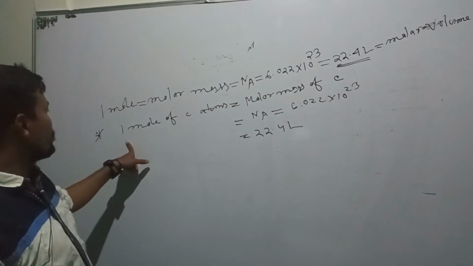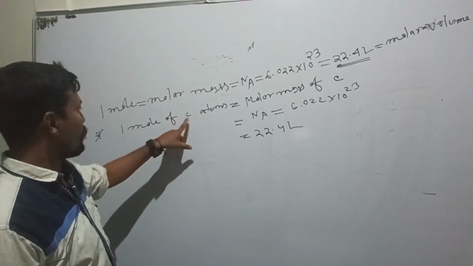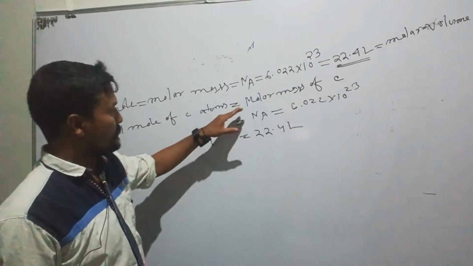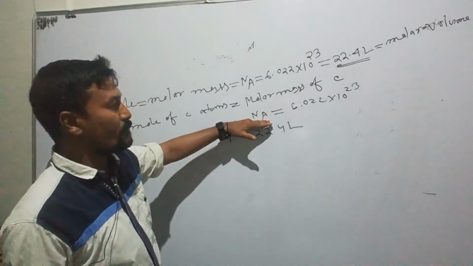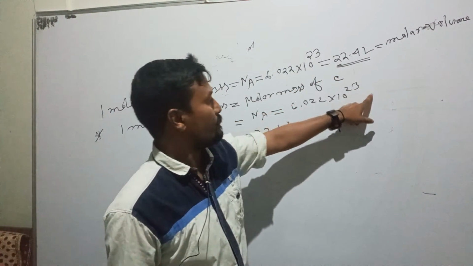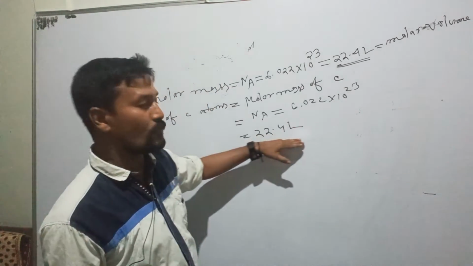So if we write here 1 mole of oxygen molecule, that is equal to molar mass of oxygen molecule, Avogadro number of molecules and 22.4 liter.